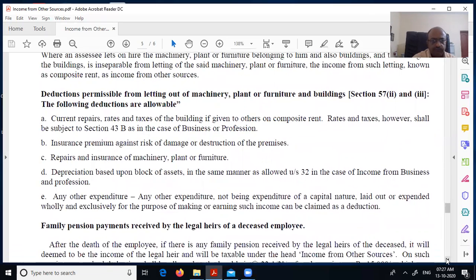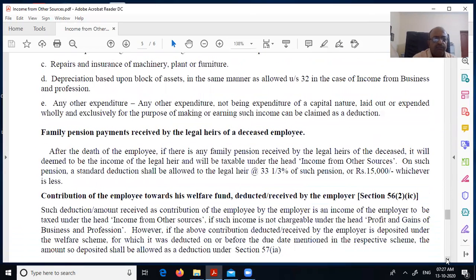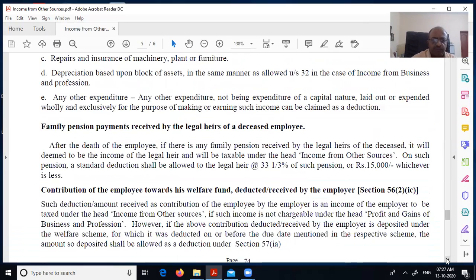Then you have family pension, if it is received. Suppose X was employed by the Government of India. He died. Therefore, after his death, Mrs. X is getting it. Now, when Mrs. X is getting it, there is no employer-employee relationship. Therefore, that pension being received by Mrs. X cannot be taxed under salary. It will be taxed under other sources.